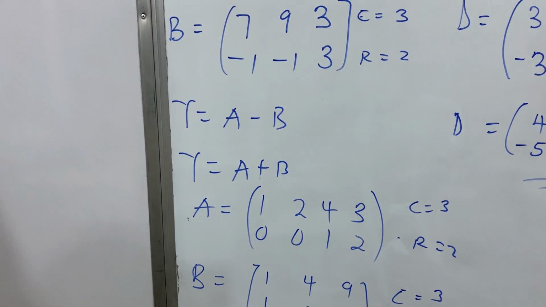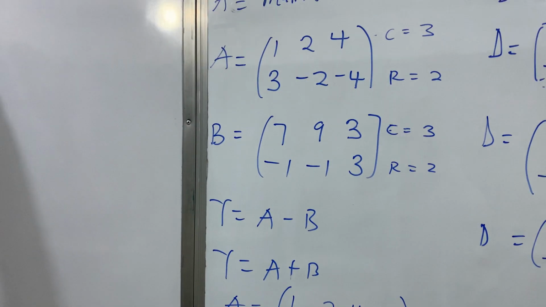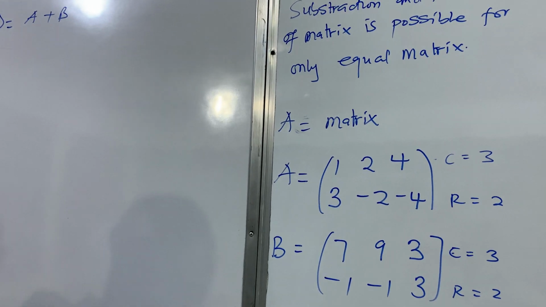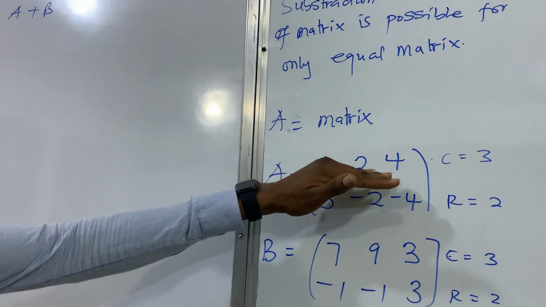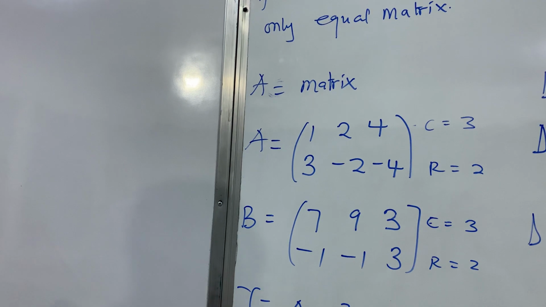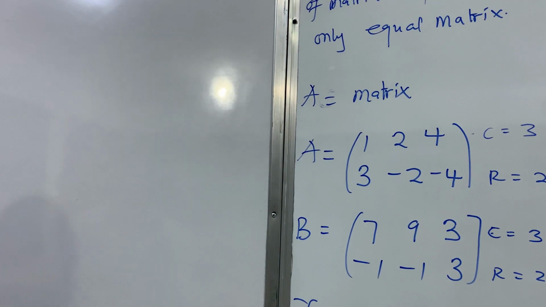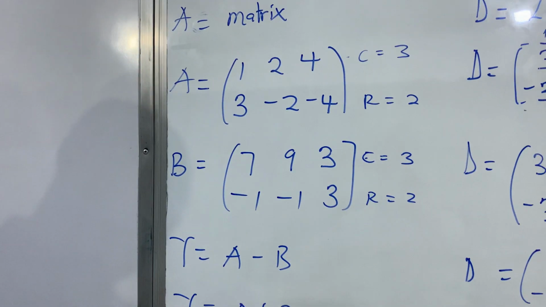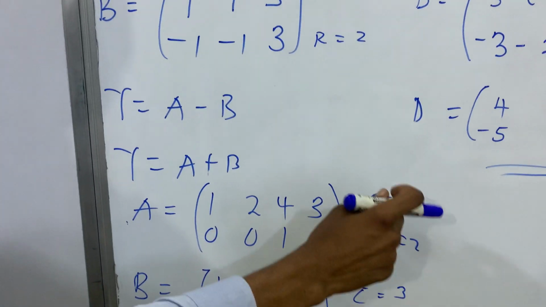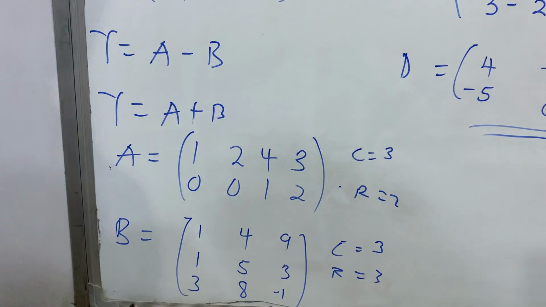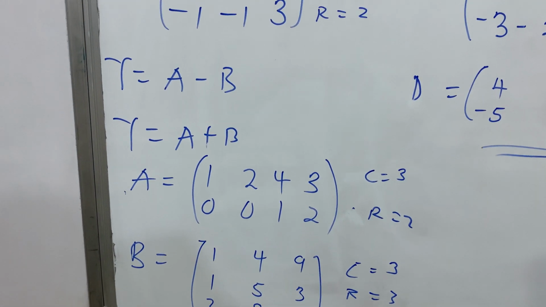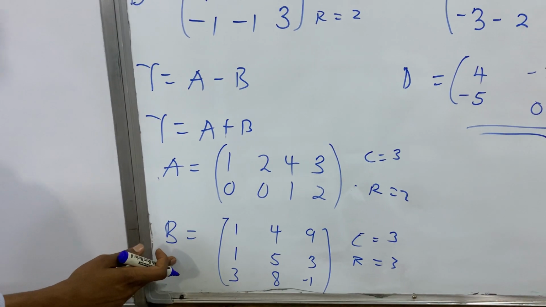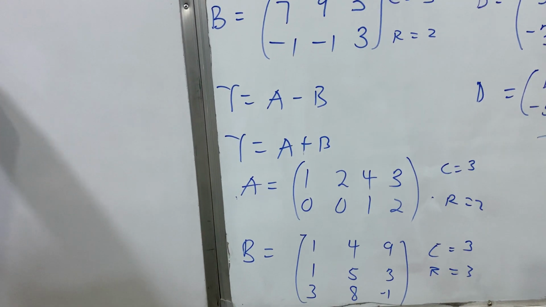I want to prove to you that in matrices, unless the number of columns and rows are equal for both matrices, addition and subtraction is not possible. Now here the number of rows is 2, but here it is 3. The columns are the same. Let's see whether it's possible to add or subtract. This is matrix A, this is matrix B. Let's see whether we can find matrix D here.